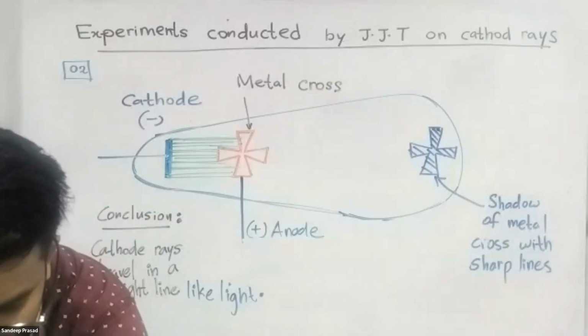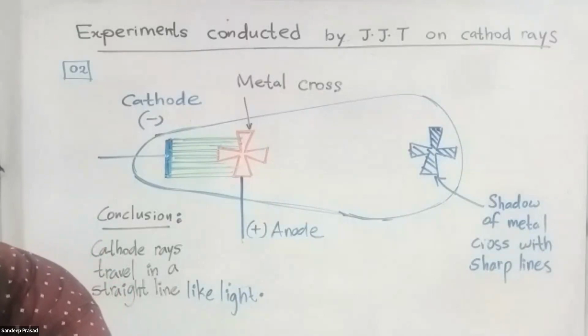Sir, do the rays pass through the metal cross? No. Rays won't pass through the metal cross.